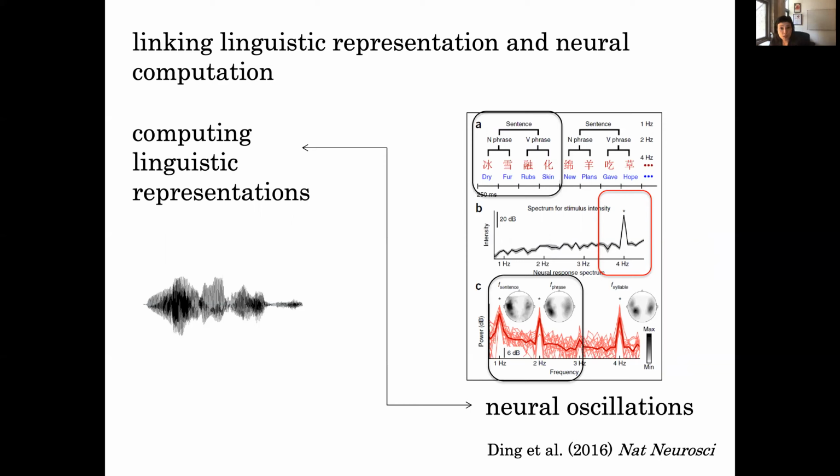The remarkable result that Ding and colleagues showed was that you also get brain responses at 1 Hertz and 2 Hertz, even though there's nothing in the physical signal at those frequencies. You can see that by comparing panel B to panel C, right? They argue that this reflects the cortical tracking of words, phrases, and sentences. But the question is, is the brain just tracking the timing of these phrases and sentences, or is this actually reflecting the computation of them, which is what's causing this readout at 1 or 2 Hertz?